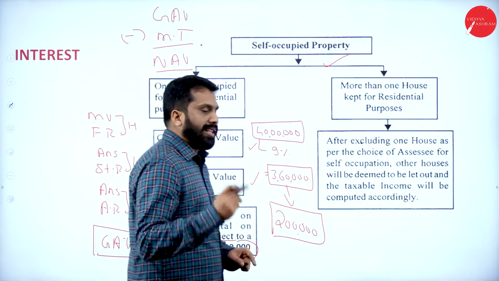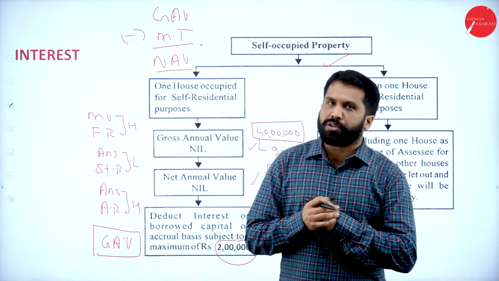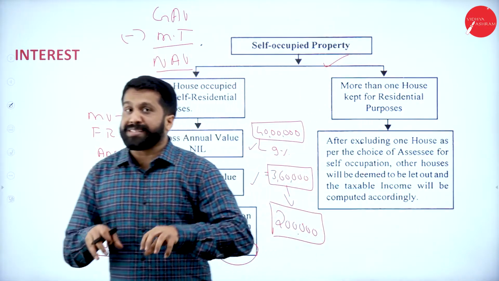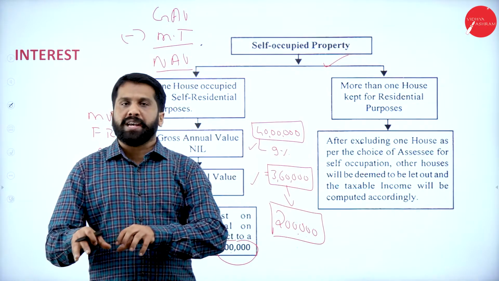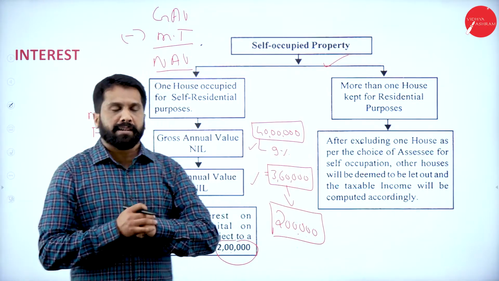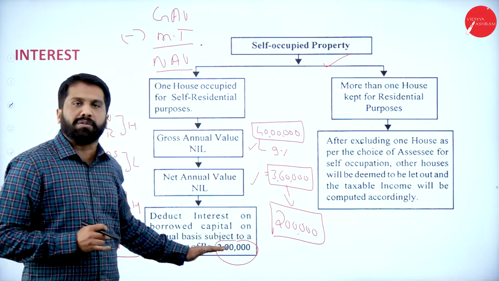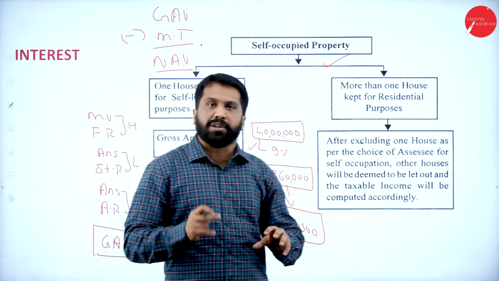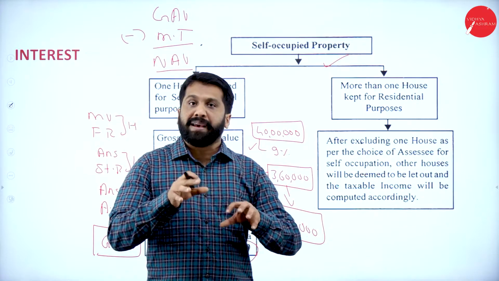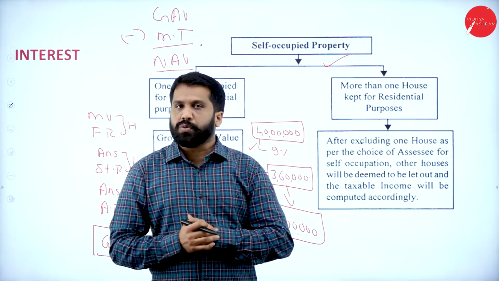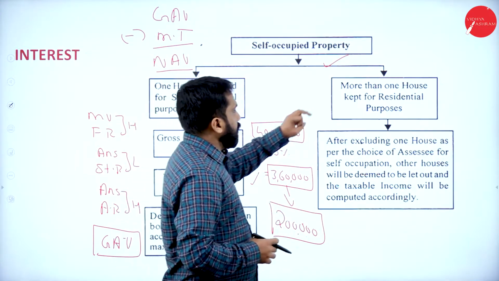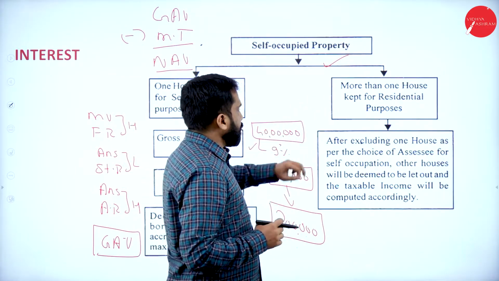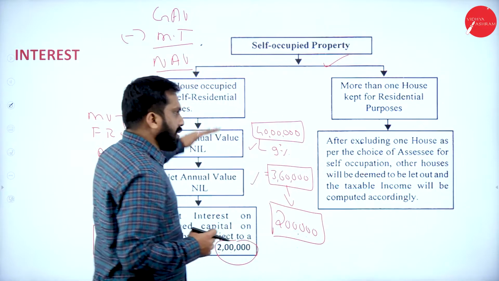Now, more than one house is self-occupied. Like you have two houses, in one house you are residing, you, your wife and your children. For that, I have taught you how to calculate. If one more house is there, you are the owner, but your parents are there. What to do with that? I'll tell you. More than one house kept for residential purpose.